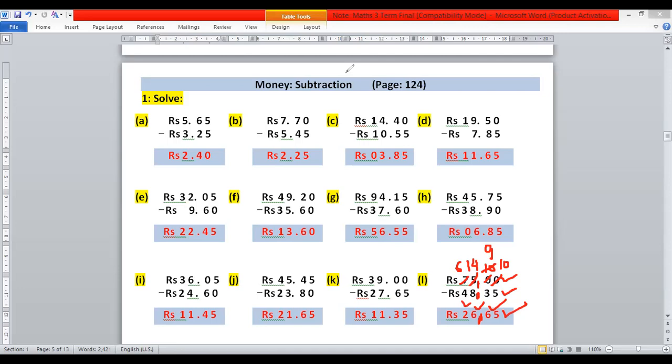And after that, you will put the point after two digits. When you finish your subtraction, then put the point after two digits, and similarly in the answer, put the point after two digits. So I hope you understand how we subtract and add two or more than two prices.